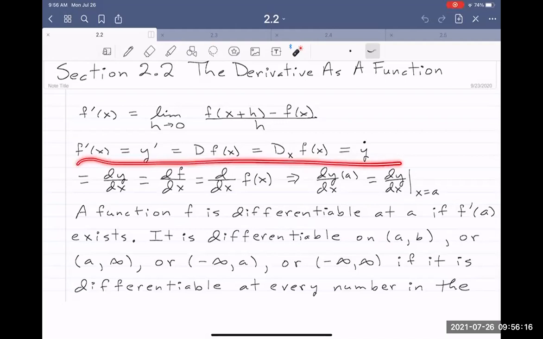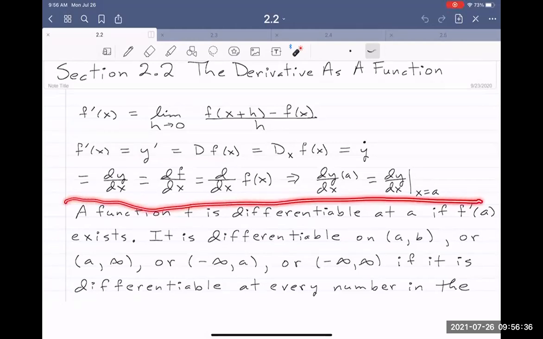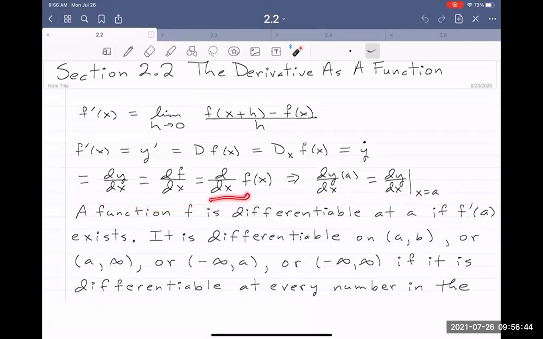Depending on the problem, I'll be using one of these notations, or I'll be using Leibniz notation, which is a nice notation. So I particularly like Leibniz notation: dy over dx, or df over dx, or d over dx of f of x.